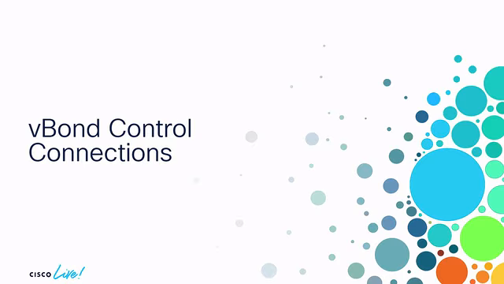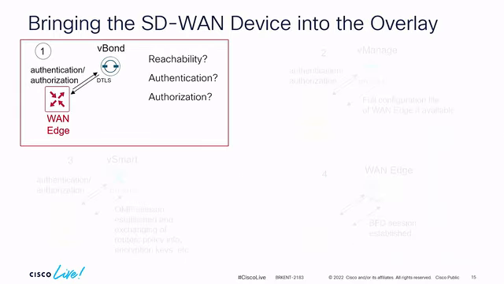Okay, so our first step is we're going to talk about our vBond control connections. This is our first stage. We have a WAN edge router, we're trying to reach our vBond. We're going to go through authentication and authorization, and the three areas that we're really concerned about here are 1, reachability, 2, authentication, and 3, authorization.